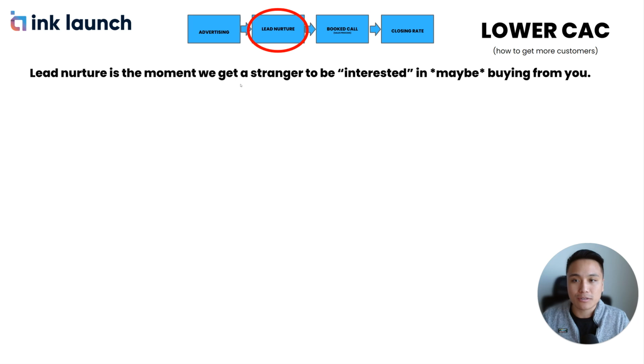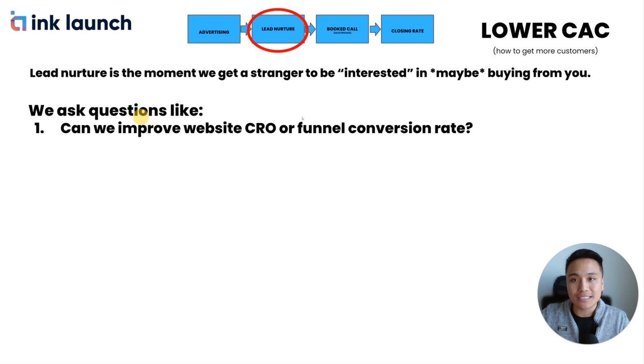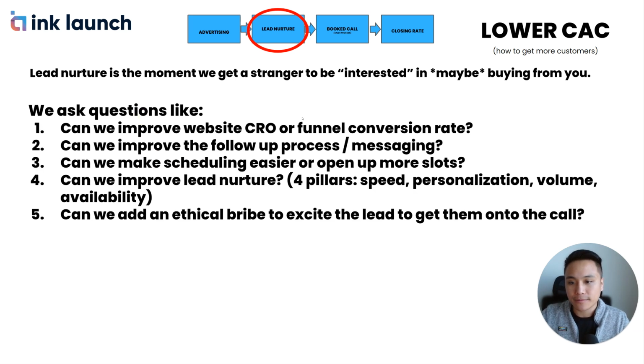Next is lead nurture. So say we get leads to opt in, but they're not booking a call. These are the set of questions we ask ourselves and we see which one can we solve right away. So we ask questions like, if the lead is opting in, where do they go? If they go onto your website and they're not giving you their phone number and email, we ask ourselves like, can we improve the CRO or the funnel conversion rates?